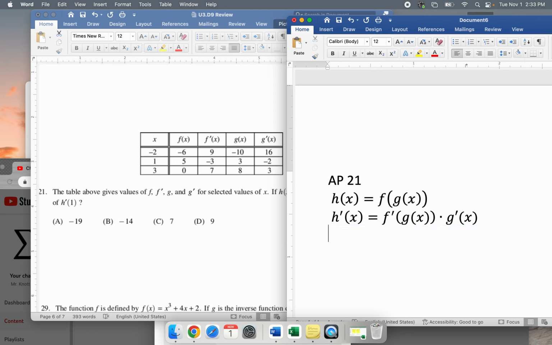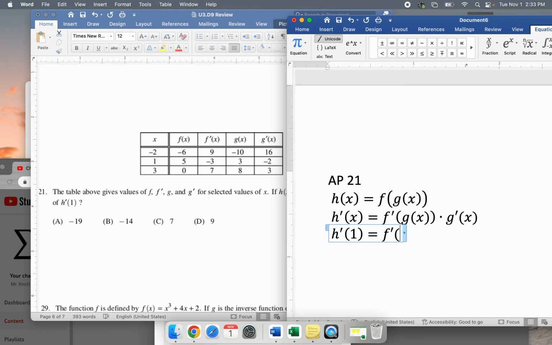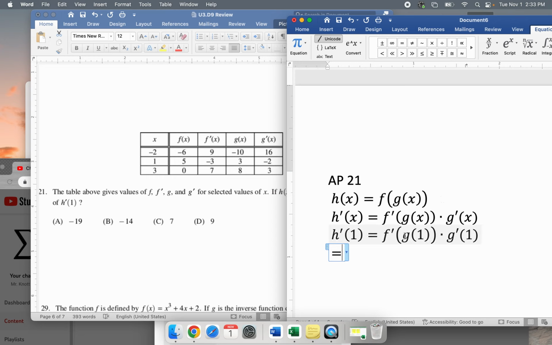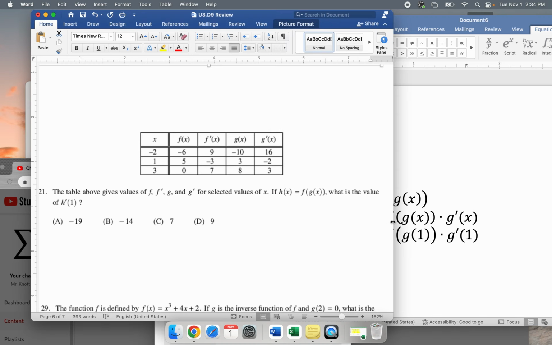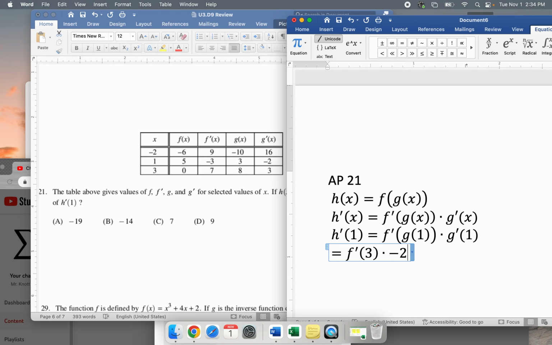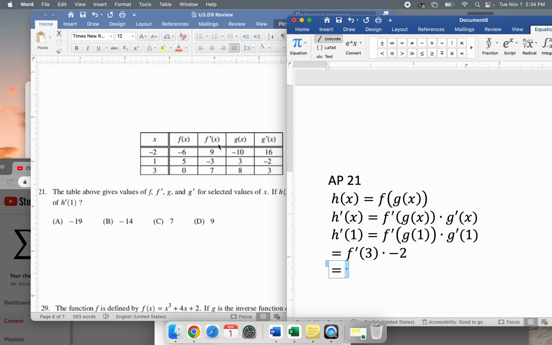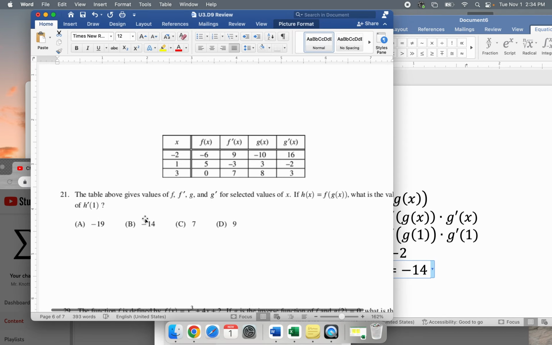Cool, so I want to know what is h prime of 1. That's going to be f prime of g of 1 times g prime of 1. So I can probably figure all this out from the table, right? So what is g of 1? Looks like it's 3. So that's f prime of 3 times g prime of 1. What's g prime of 1? Looks like it's negative 2. So that's times negative 2. And then last but not least, what is f prime of 3? f prime of 3 is 7. So that's 7 times negative 2, which is negative 14. Great, looks like the answer is B.